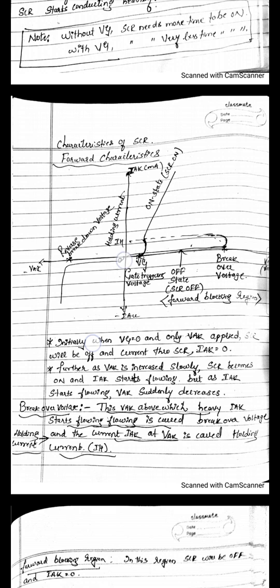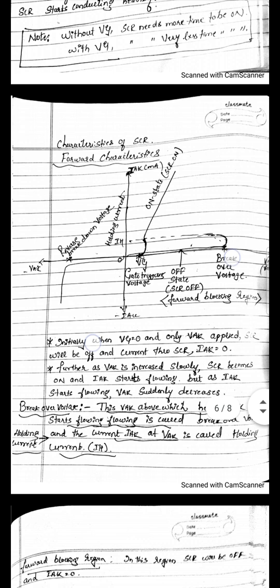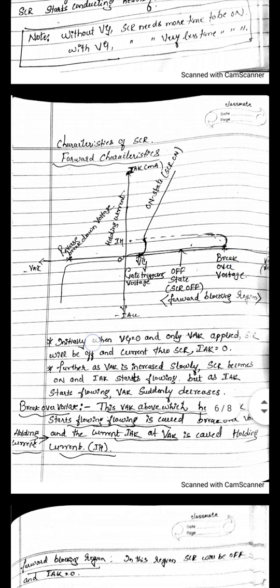Without VG, you have applied so much of VAK. Till then, the SCR was still off. When you try to increase the voltage above this, the SCR started conducting, but at that time the voltage reduces. So this shift shows how the voltage is going to reduce and the current is going to increase. Break over voltage is nothing but the voltage VAK only, above which the SCR becomes on, meaning current starts flowing through the SCR.